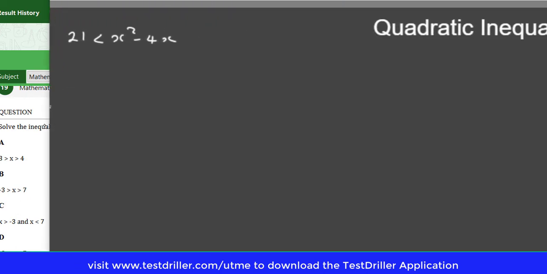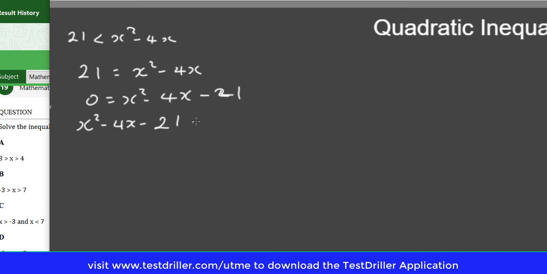We're going to use the same approach that we have always used, right? One strategy we want to use is to take everything to the other side, or just make it an equality. Just turn it into a quadratic equation. To turn it into that, just make this sign equal to and solve it as if you are dealing with a quadratic equation. So that gives you 0 equals x squared minus 4x minus 21. So you can say x squared minus 4x minus 21 equals 0.